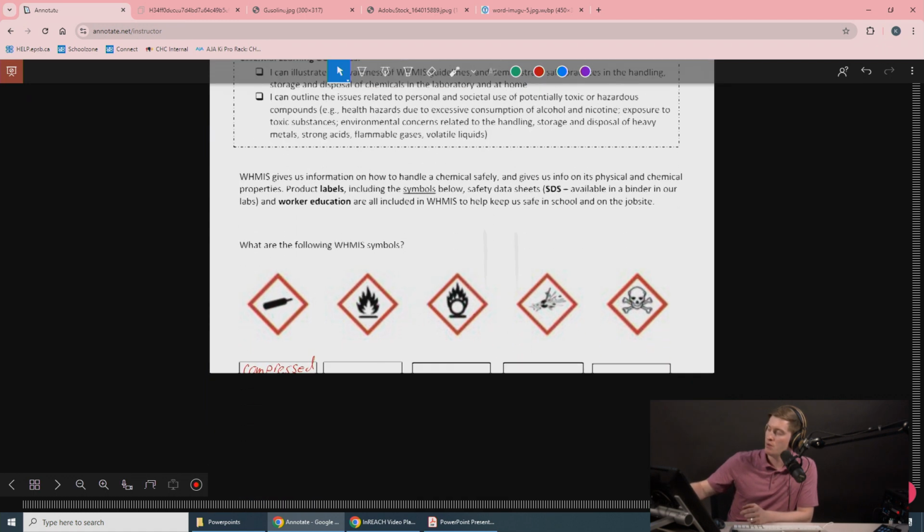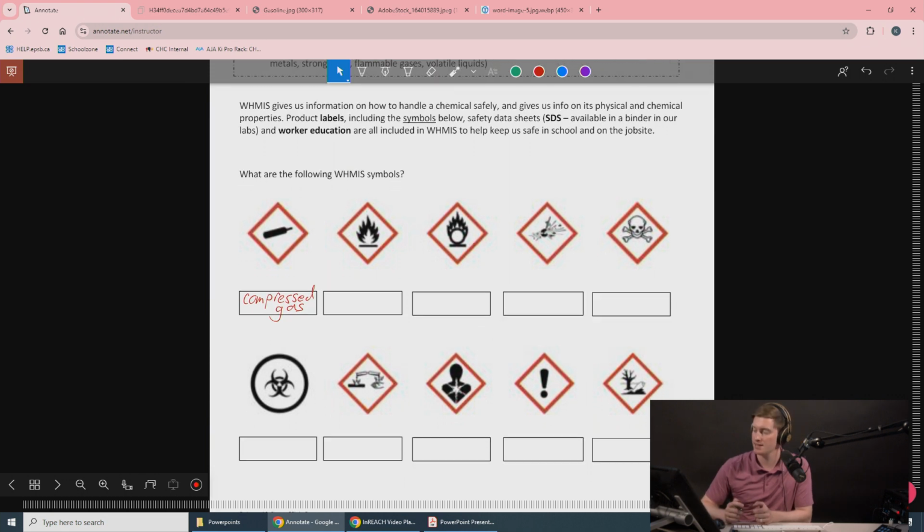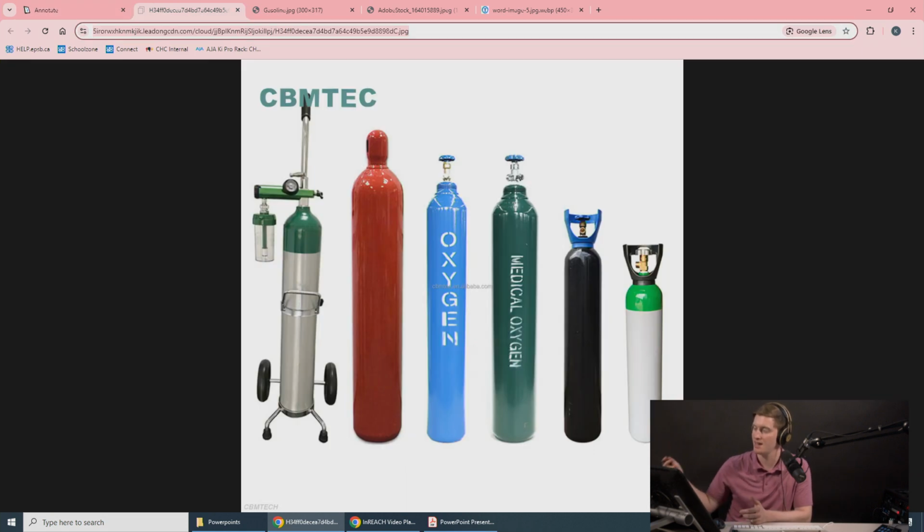So what we see here first is some compressed gas. I had already written that from a previous recording. Compressed gases are any sort of container where we are going to force, as the name says, gas into the container, kind of redundant. Some examples of where you might see this.